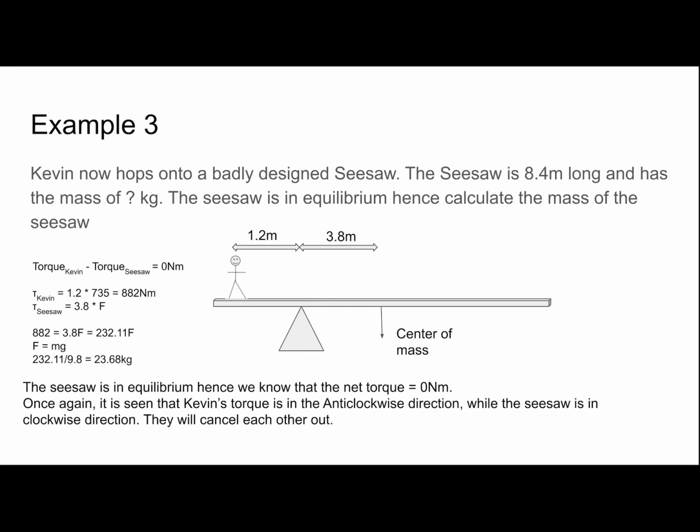And it asks us for the mass of the seesaw. So what we have now is the force. We just divide by 9.8 in order to find our mass. And if we do that, we'll get our mass to be 23.68 kilograms.